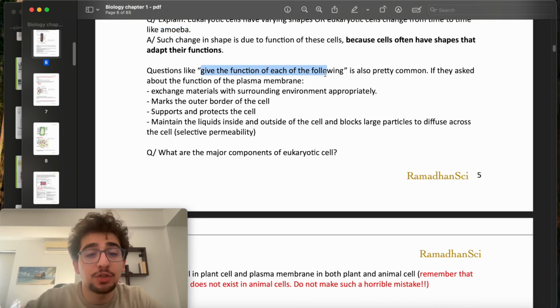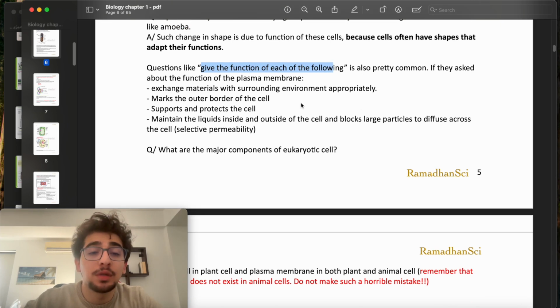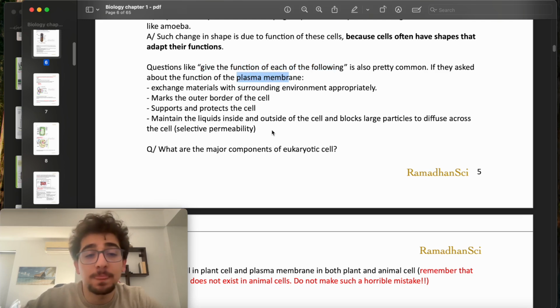Questions like give the function for each of the following is very common. They will tell you give the function of the plasma membrane, for example. You will just write down that it exchanges materials with the surrounding environment appropriately, marks the outer border of the cell, supports and protects the cell, maintains the liquids inside and outside of the cell, and blocks large particles from diffusing across the cell, because it is selectively permeable.